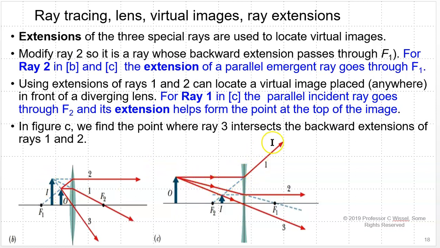And this, of course, is pretty much the same thing here. We have a parallel ray. Its extension is going to go through the focal point. Here we have one that would go through this focal point on this side, and comes out parallel. And here we have one that goes right through the center of the lens. By drawing these rays and looking for any 2 that cross, we get the tip of the image. And of course, the butt of the image is on the central axis.